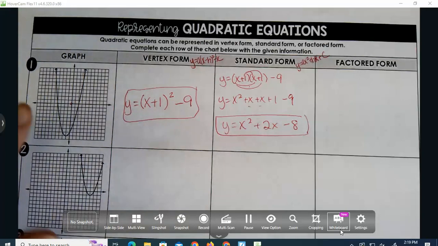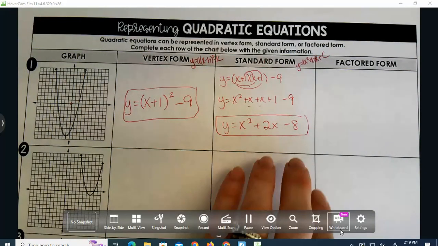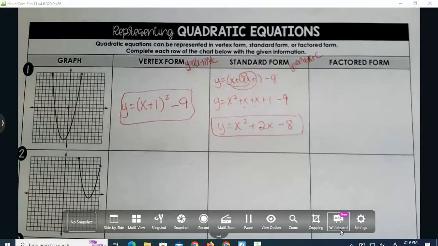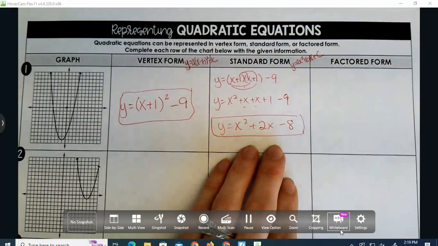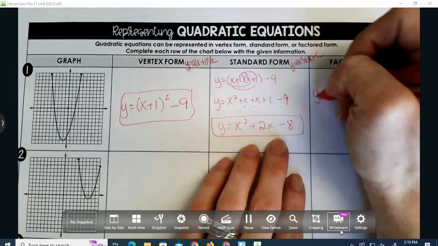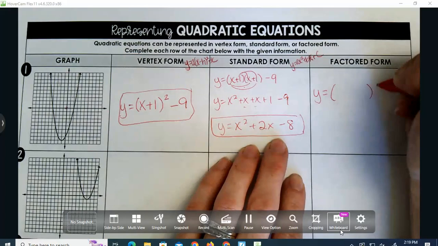So vertex form is just when we can easily see the transformations. Standard form is when it's all multiplied out. Factored would be like if I went to this, the x squared plus 2x minus 8. Can we factor that nicely?